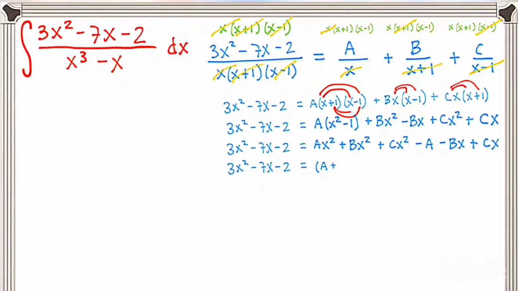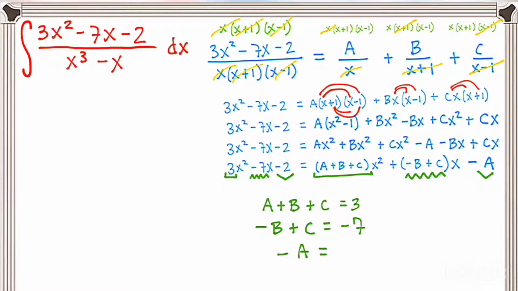the constant stays alone. And now what we're going to do is compare pieces from the left with pieces from the right. And we can create a system of equations. Solve this system with elimination or substitution to obtain these values for A, B, and C.